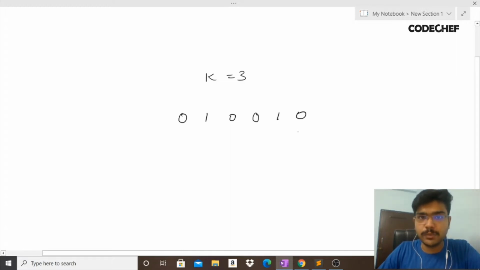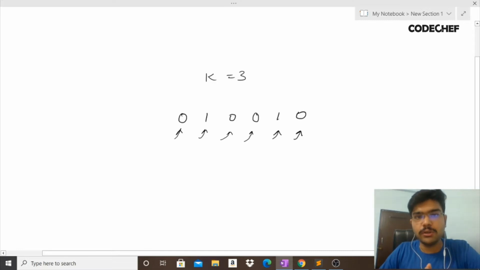So i ranges from 1 to k. For i equals 1, the character is this one, and it must match with the (2k minus i plus 1)th character, that is, 2k means 6, 6 minus 1 plus 1, that is the 6th character in the string. The 6th character in the string is this one, so it matches. Similarly, we'll proceed for i equals 2, that is this one; it must match with the (2k minus i plus 1)th character, that is the 5th character. So it matches with the 5th character. Similarly, for i equals 3, that is this character, it must match with the 4th character.